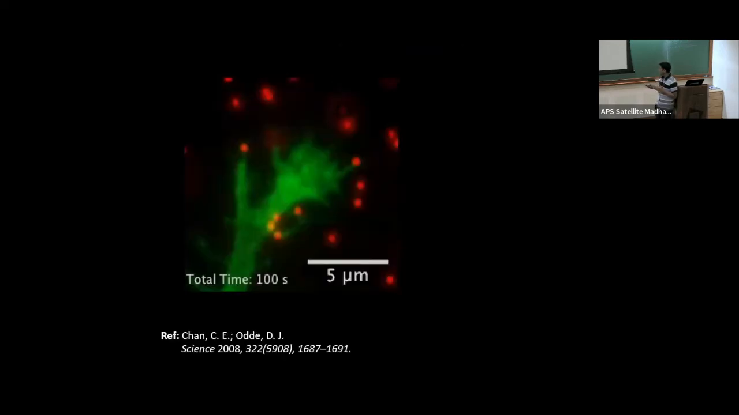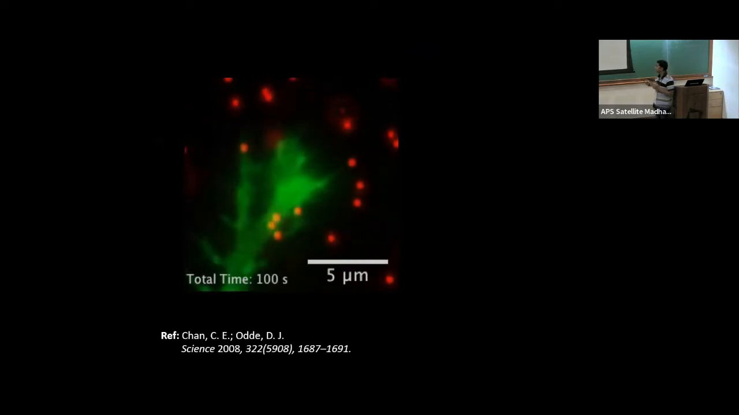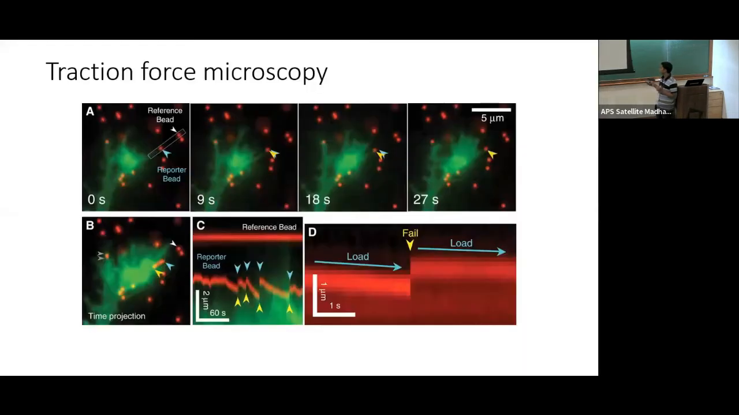There are studies where people have grown neurons inside gel, and one can do traction force microscopy. So there are fluorescent beads embedded in the gel, and the neurons are growing. Then there is a contractile force being generated by this growth cone. If we track any bead coming near to this growth cone, we see load and fail behavior happening.